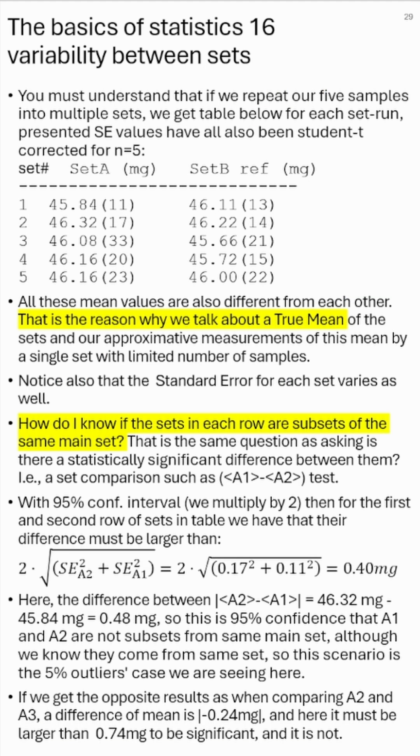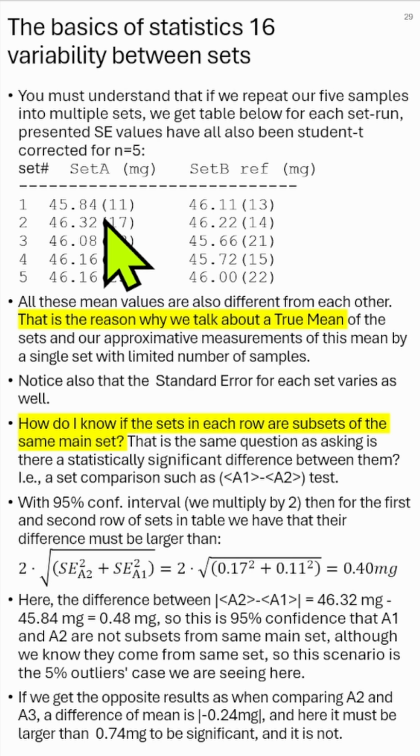And the basics of statistics 16, variability between sets. So now you must understand that if we repeat our 5 samples into multiple sets, then we get the table below. And for each of these sets, the standard errors in the brackets have been student T corrected. So what we're having here is that from the main set of the after coating, those 100 coins, I have picked out 5 coins, calculated the mean value of those, calculated the standard error of that mean, and corrected that with the student T correction. And I've done that 5 times.